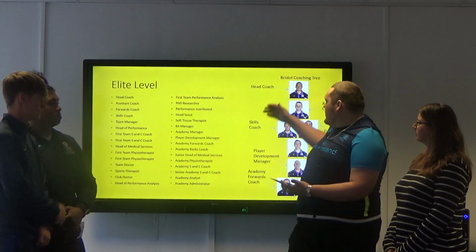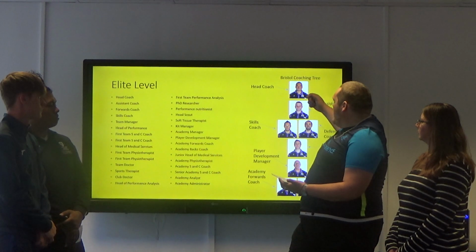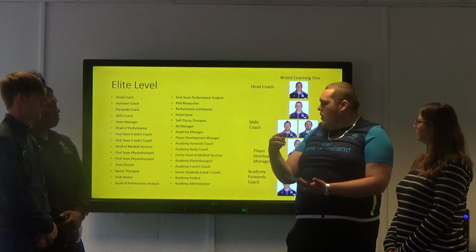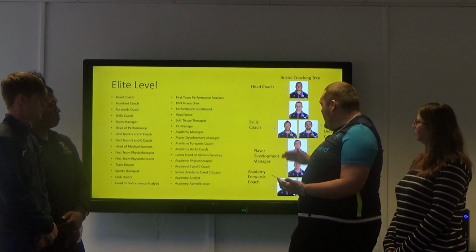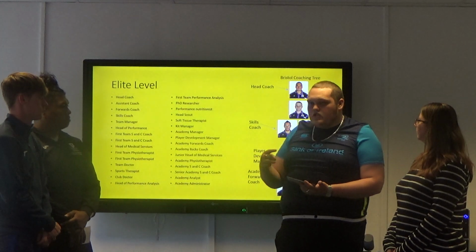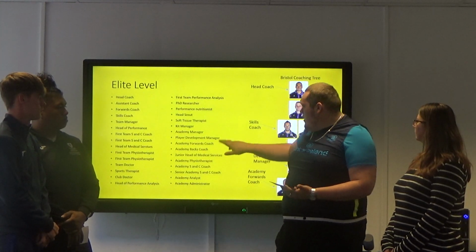So as you can see, this is a bit of a coaching tree for Bristol Rugby Club. A head coach will work at the top, and then a lot of coaches will feed down underneath them. Right down to the academy, they all work under the one head coach. So as I said, it's about 30 roles that all link under one man.